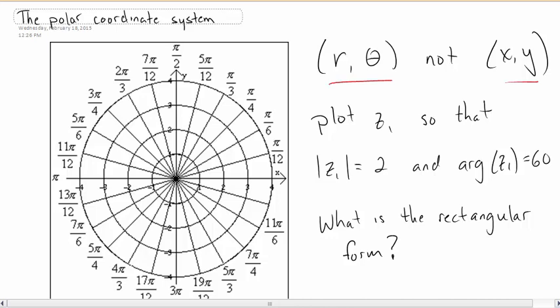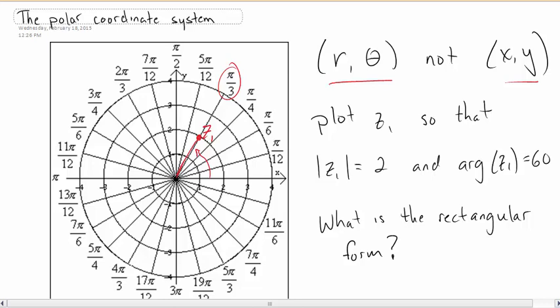Let's plot z1 so that the magnitude of z1 is 2. So that means that z1 will be on the second ring here. And the argument is 60, in other words, pi over 3. So it's that angle. So we're turning up that far, and we are out 2 rings from the center. So there is our z1.